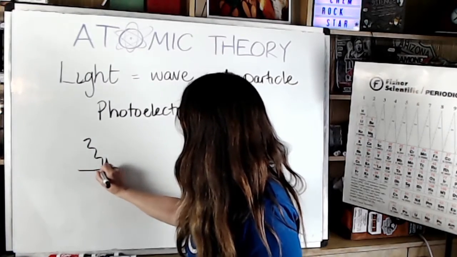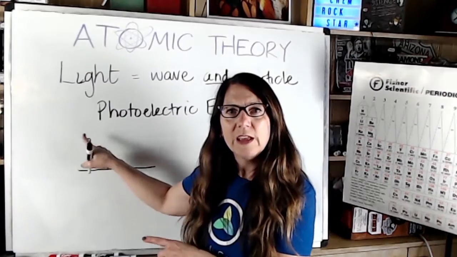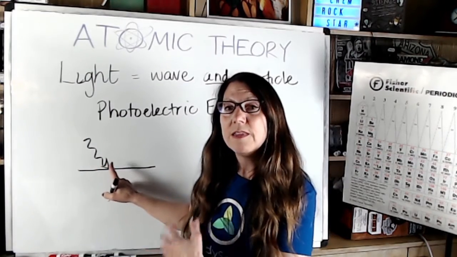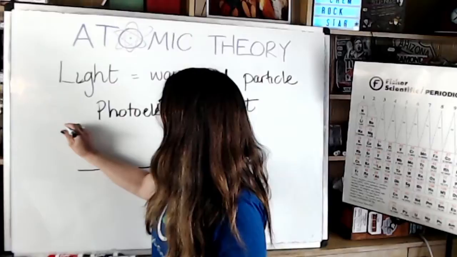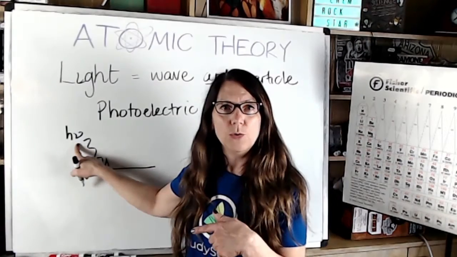can come in and hit a surface. So this is light, and notice how I'm drawing this. Squiggle line with an arrow. That is one of the designations of light. It is one of the conventions. And we can also add an h nu right here.